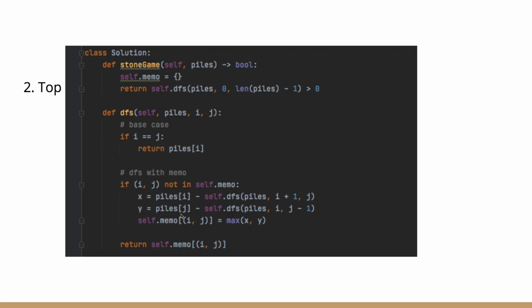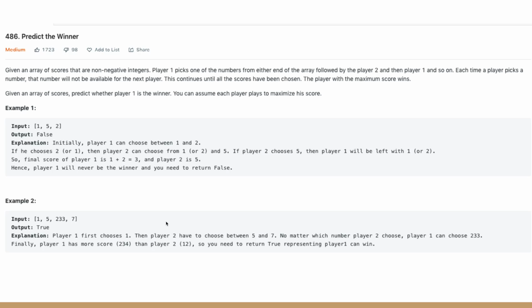Let's check one concrete example first. This is a classic, well-known problem from Leetcode: Predict the Winner. Given an array of scores that are non-negative integers, player 1 picks one of the numbers from either end of the array, followed by player 2, then player 1, and so on. Each time a player picks a number, it will not be available for the next player, and this continues until all the scores have been chosen. The player with the maximum score wins.